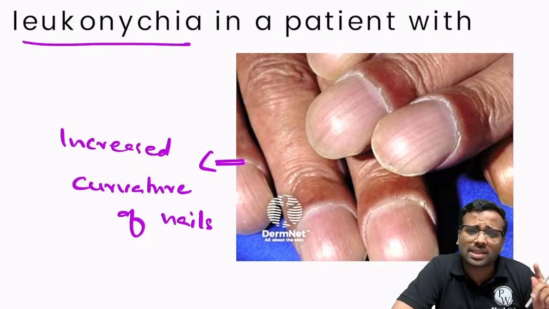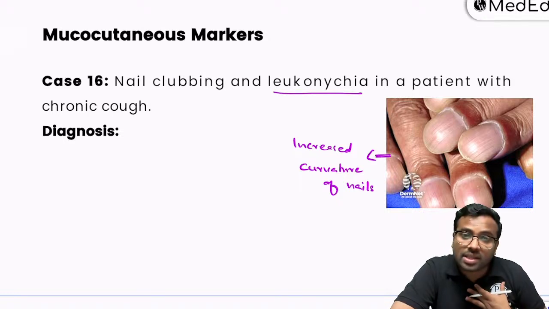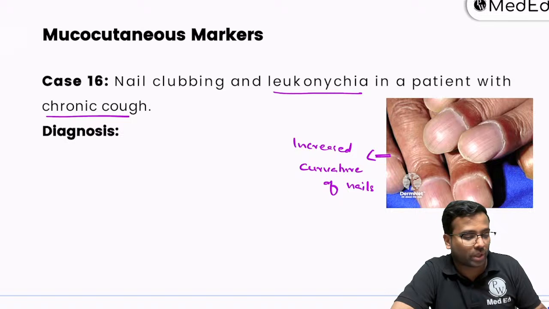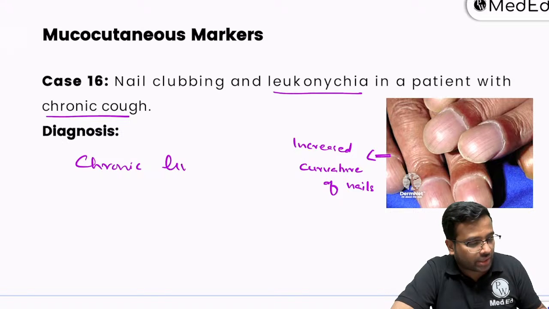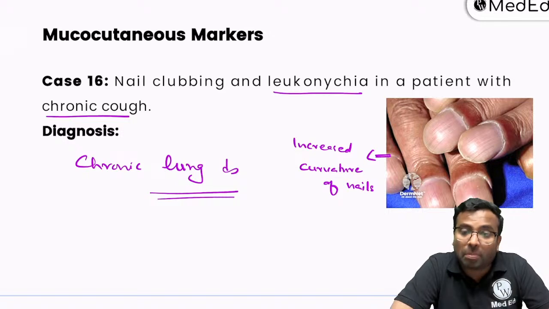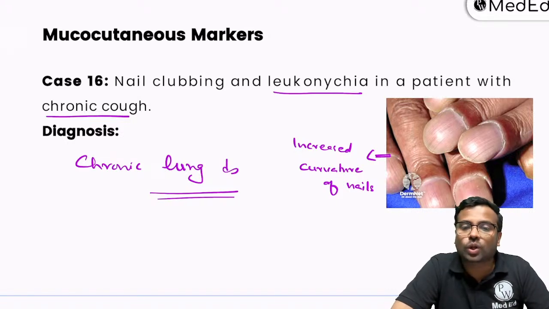So whenever you find this clubbing, this can be either because of a lung disease or it can be due to liver disease. But since chronic cough is also mentioned, you are going to suspect a chronic lung disease here. So the patient may come to our OPD, that is the dermatology OPD, but it can be due to some underlying systemic disease which can affect the lungs as well. So this can be due to a chronic lung disease.